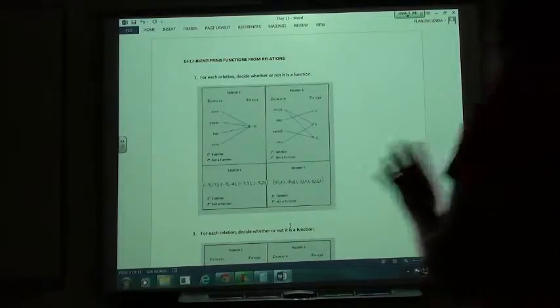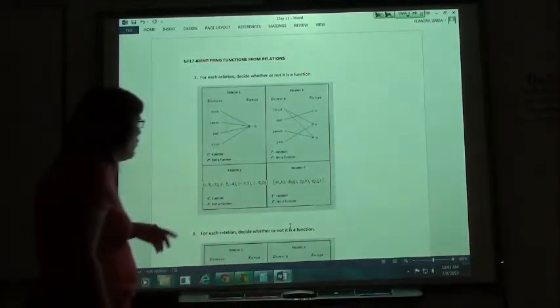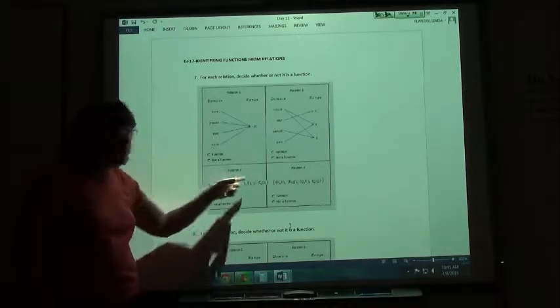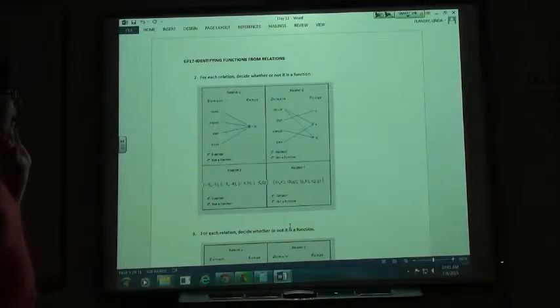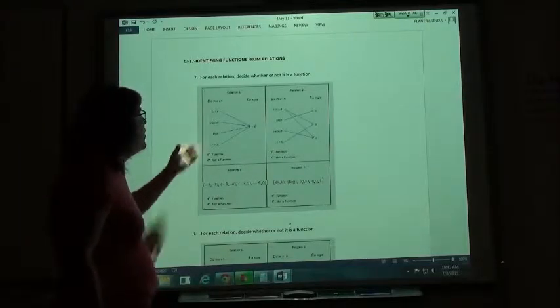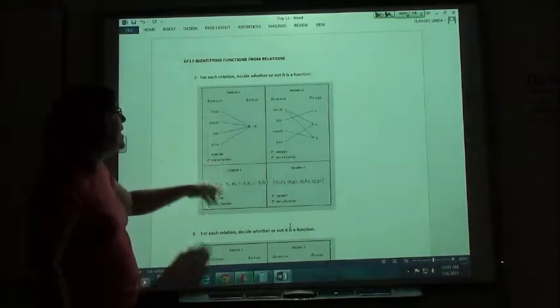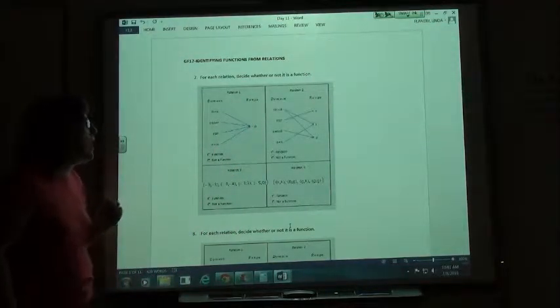7, 8, and 9, identifying functions from a relation. A relation is a set of ordered pairs, normally written as points, but might be written some other way. We want to decide, is our relation a function? In order to be a function, each value in the domain can only have one corresponding value in the range.